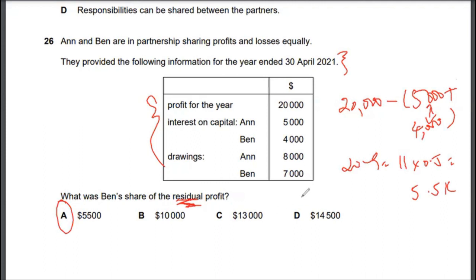option A. Right, so residual profit would exclude the interest that is paid here, $9,000. So 20,000 minus $9,000 gives you $11,000. That is the residual profit, and because profits and losses are shared equally, that's why you will do times 50%, and therefore the correct answer to multiple choice 26 would be option A.